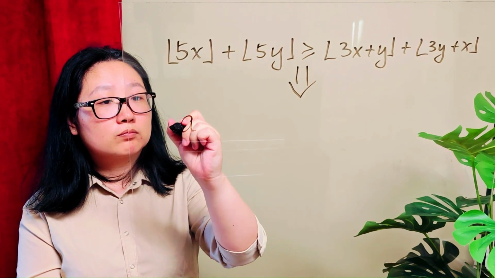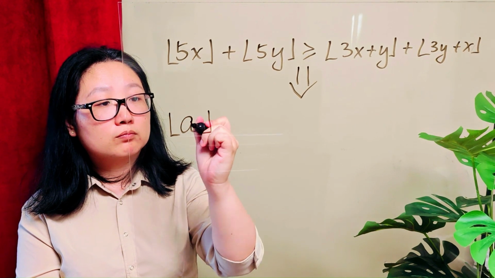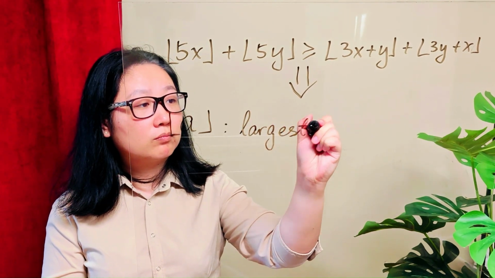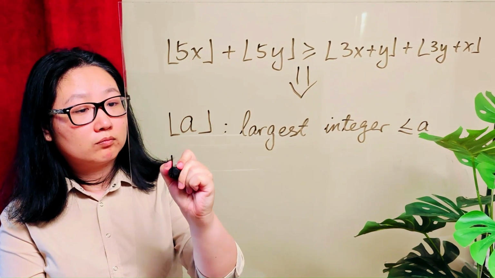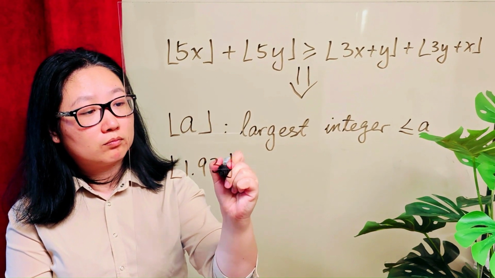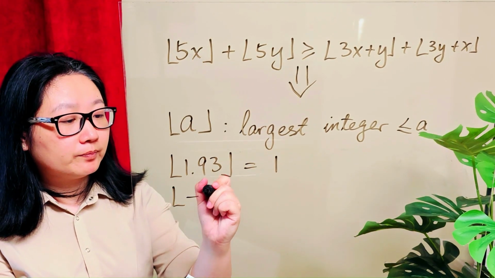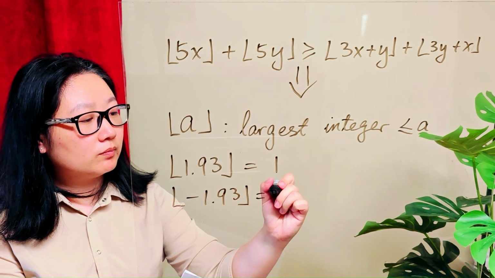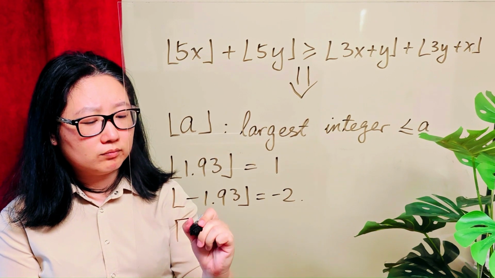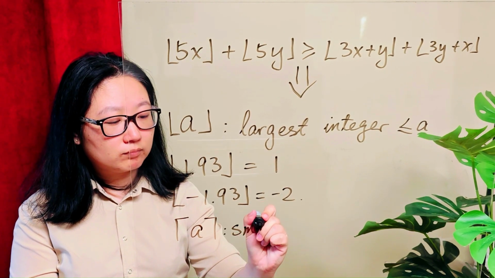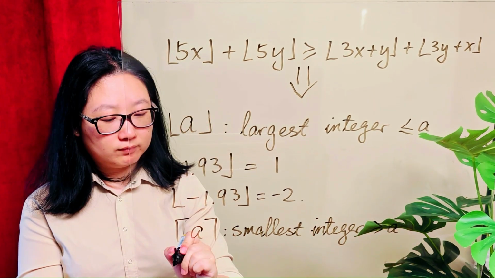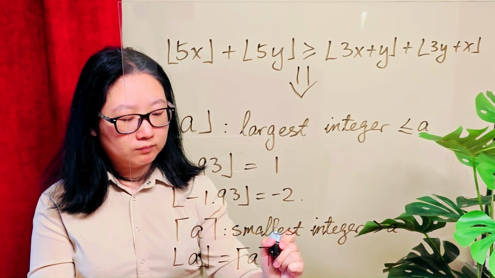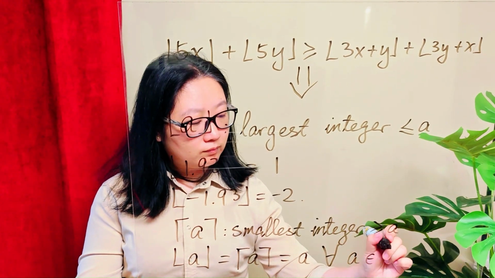The floor function, which formally uses these lower brackets, denotes the largest integer smaller than or equal to its content. For example, the floor of 1.93 is 1, and the floor of negative 1.93 is negative 2. We also have the ceiling function, which denotes the smallest integer larger than or equal to its content. Both the floor and the ceiling of an integer is always itself.